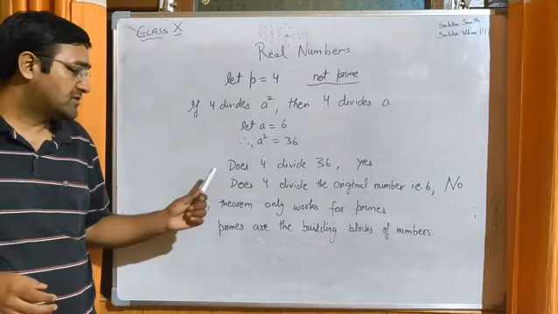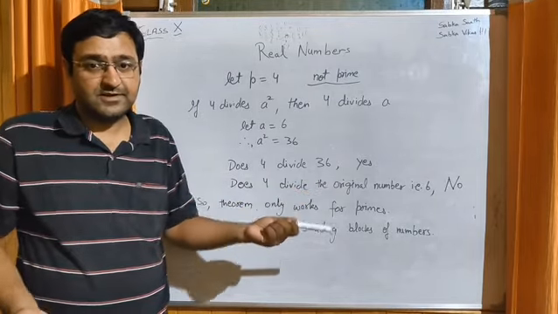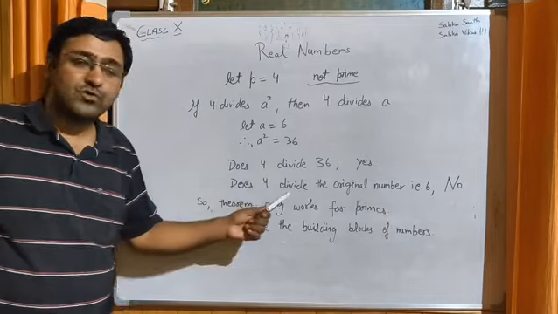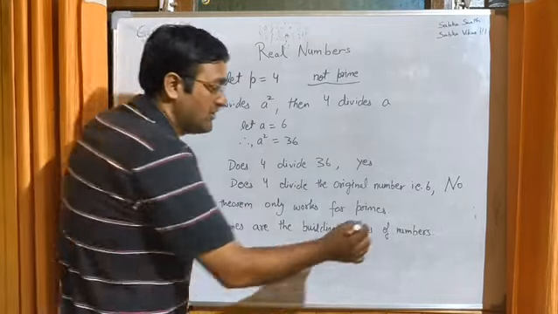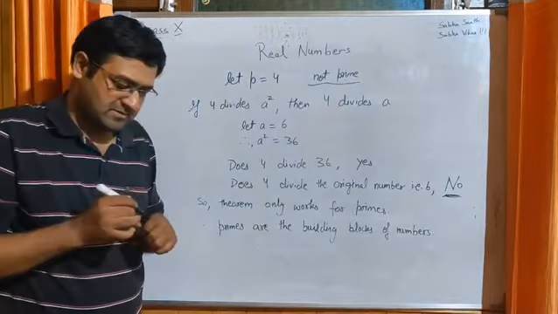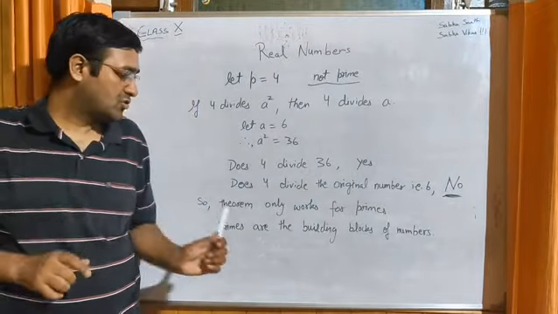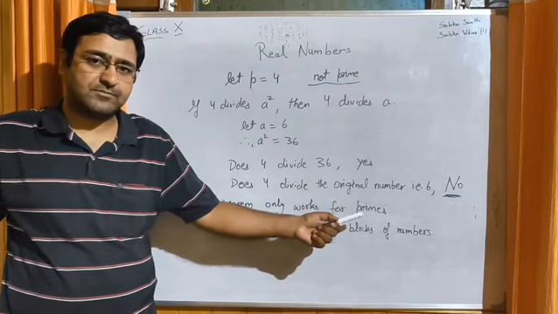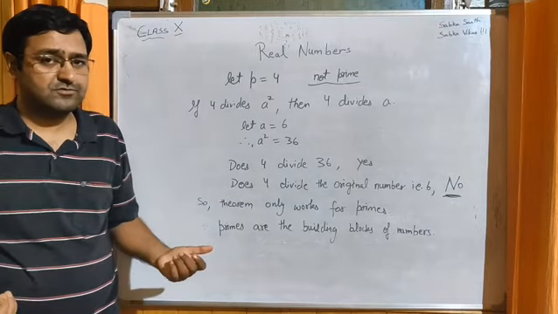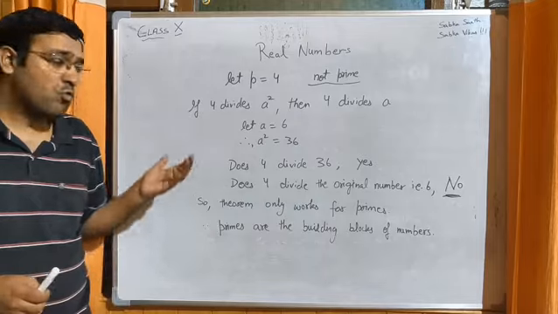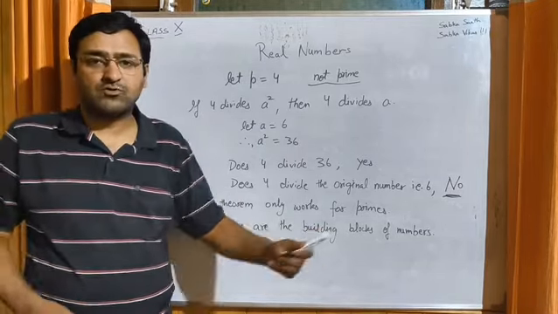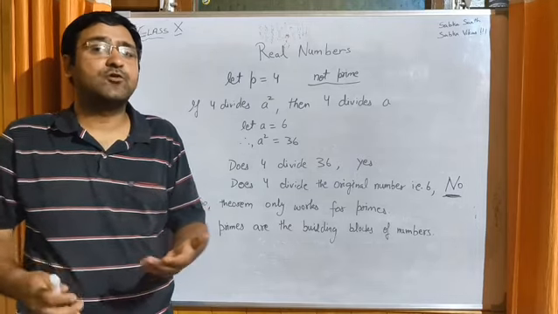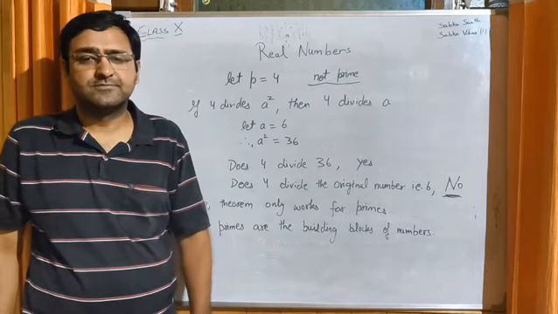So we'll check, does 4 divide 36? Yes, it does. But does 4 divide our original number, that is 6? Then the answer is a resounding no. So we can see here that the theorem only works for prime numbers. It doesn't work for a non-prime number. Why it happens is because primes are the building blocks of numbers and they cannot be broken down further.